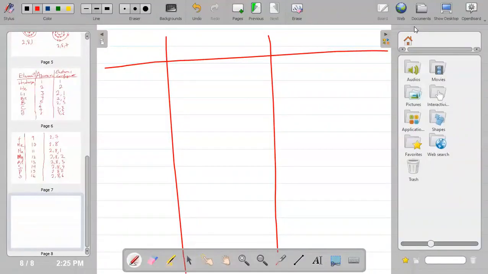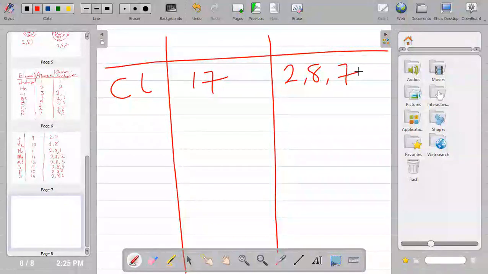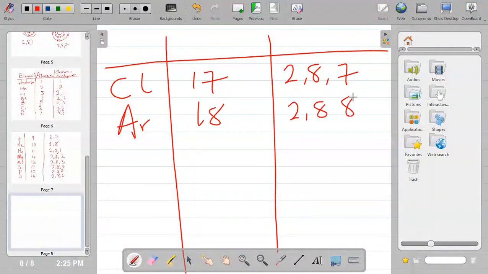We have chlorine to be 2, 8, 7. We have argon, which is 18, to be 2, 8, 8.